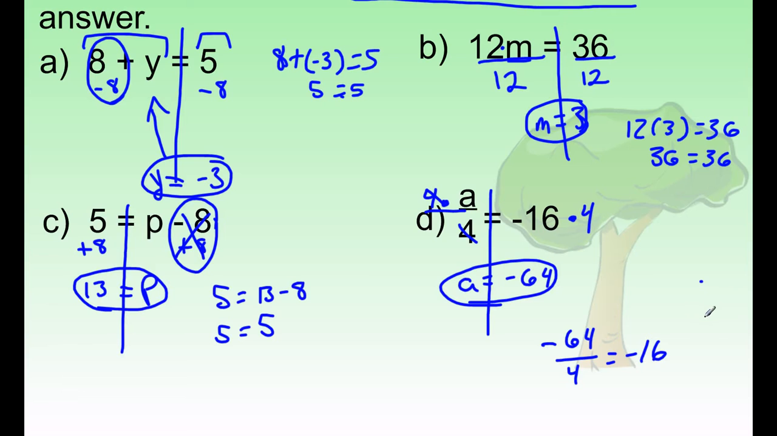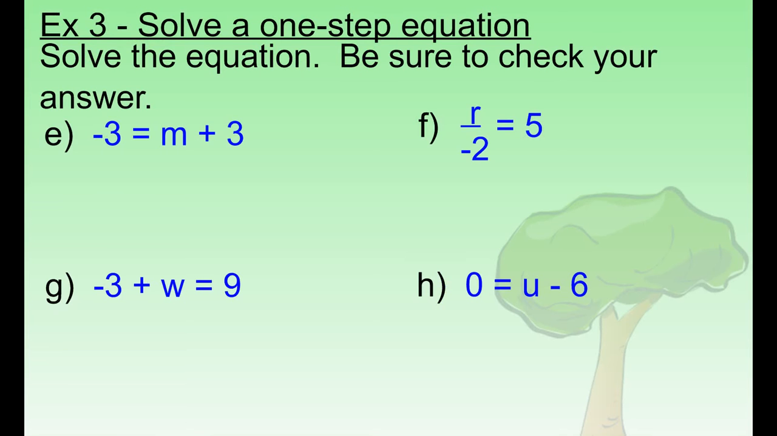So these are all one-step equations. The equations you're going to see are going to be similar. Go ahead, pause the video, try these 4 problems on your own, and when you're ready to continue, hit play, and we'll go through them together.